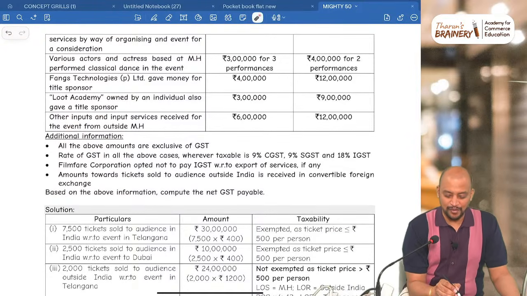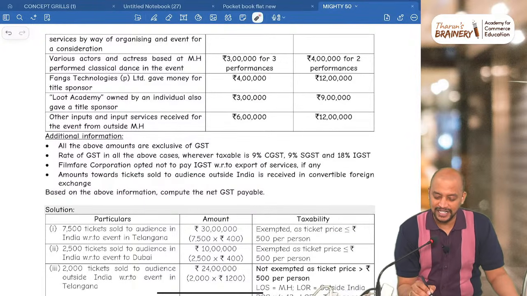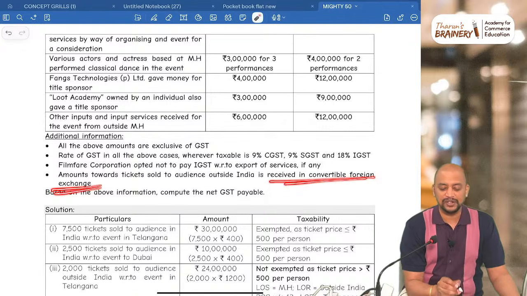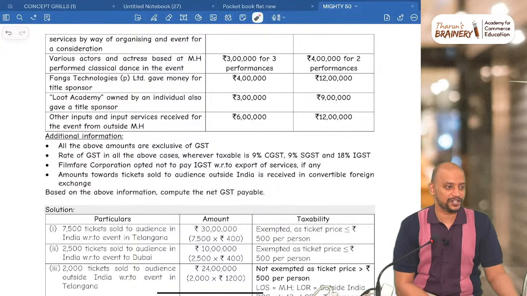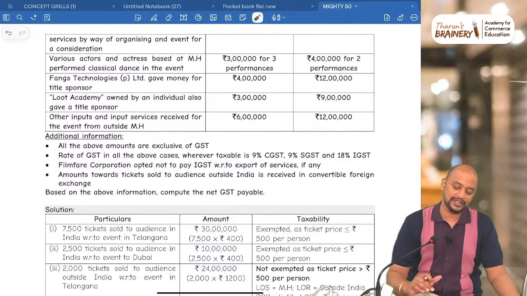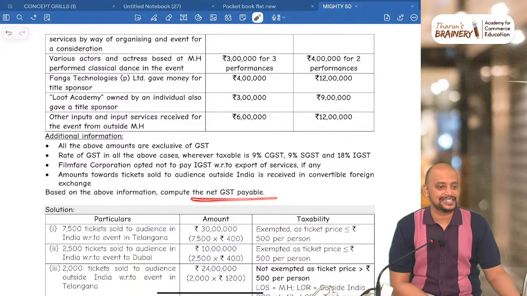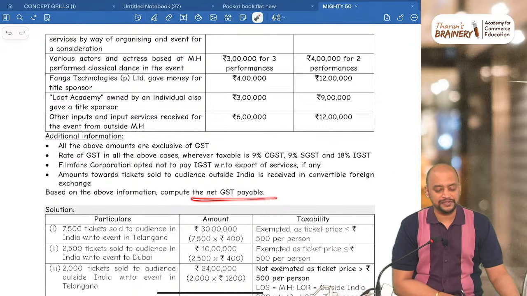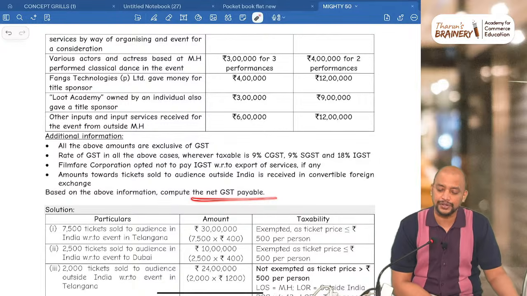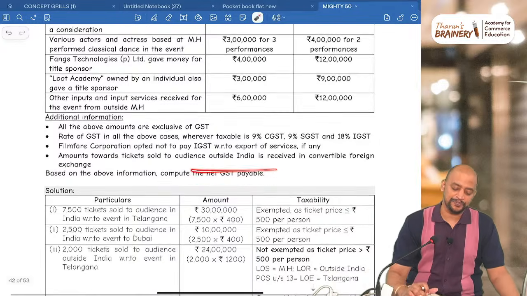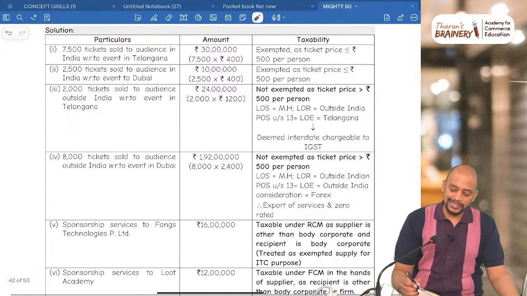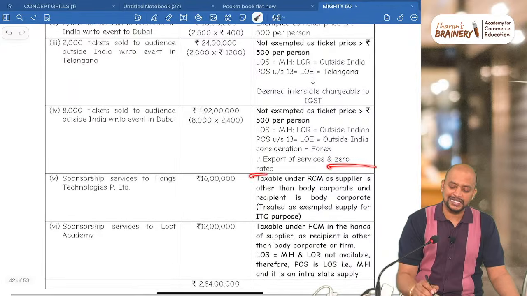Last, it is given: amount towards tickets sold to audience outside India is received in convertible foreign exchange. It's export of service. Supplier and recipient are not two establishments of the same person. Moreover, the question is not about refund and all, just the GST payable. Now for export of service, what will we take, with payment of GST or without payment of GST? Question is silent. They did not give. So without payment of GST, and therefore here export of service and it is zero rated.